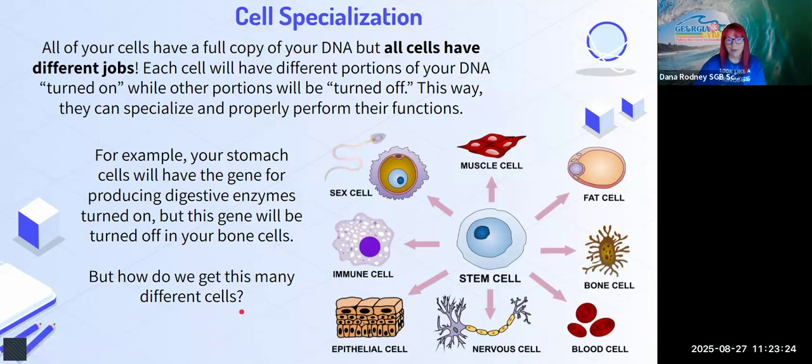But we have to somehow get this many different cells. And the way that we get hundreds of thousands of cells in our body is through mitosis.